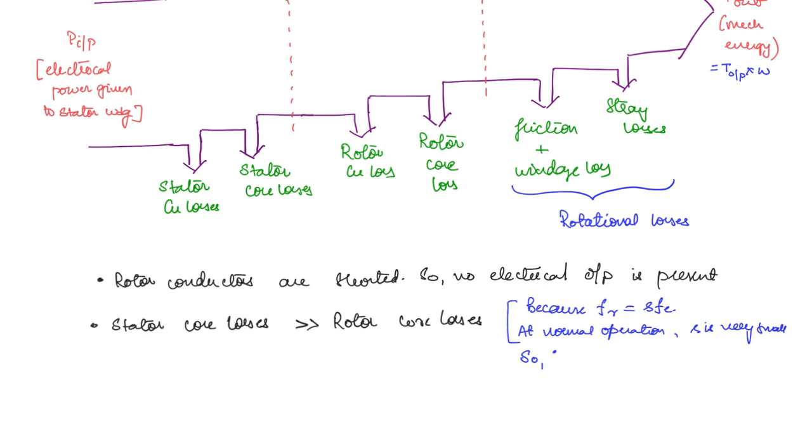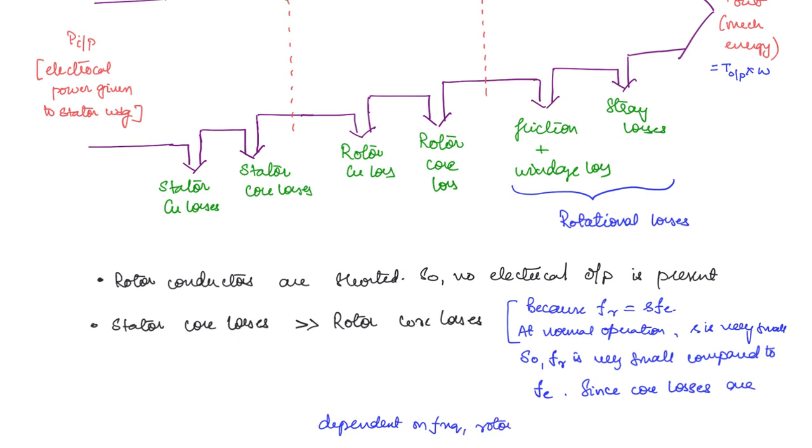So you can write, Fr is very small compared to the stator frequency, which is Fe. Since core losses are dependent on frequency, the rotor core losses are often considered negligible. Okay, so these are a few points that you need to remember with respect to the power flow diagram. So now that we have seen the power flow diagram, we will see the expressions for each of the terms.